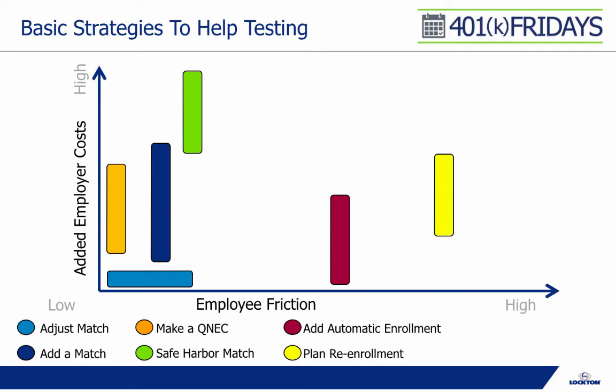So depending upon your demographics and your participation rate, this could potentially be a very disruptive strategy, but a very effective strategy in improving your testing results. So this is high on employee friction, and depending upon what your matching costs are or your matching formula is, this also could potentially add employer costs.